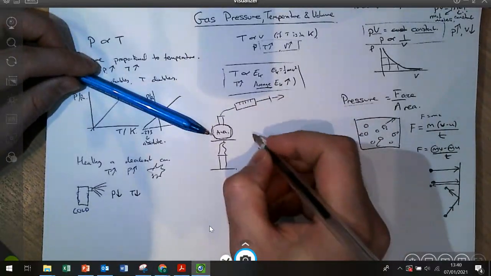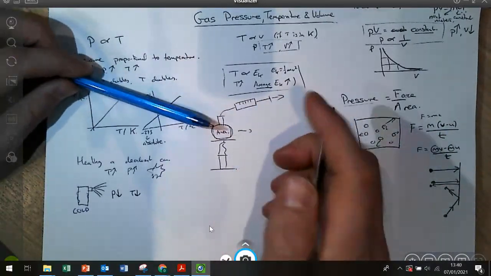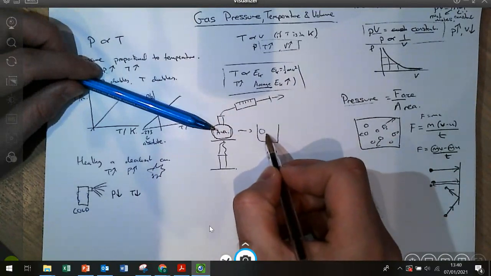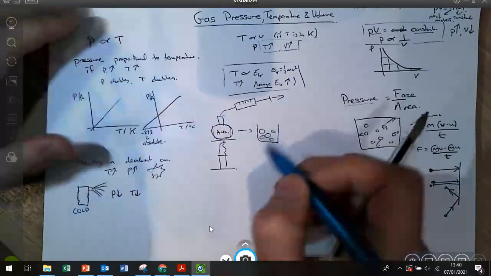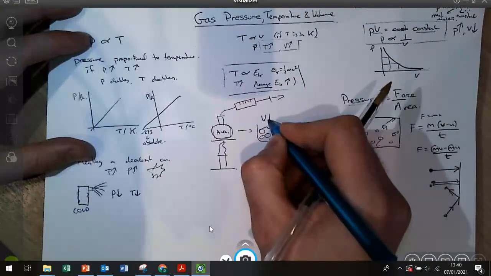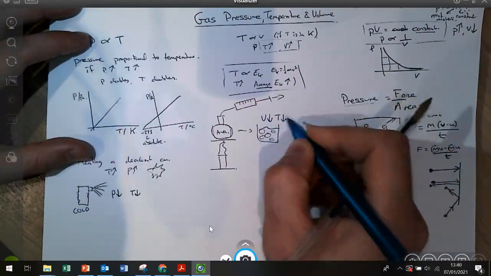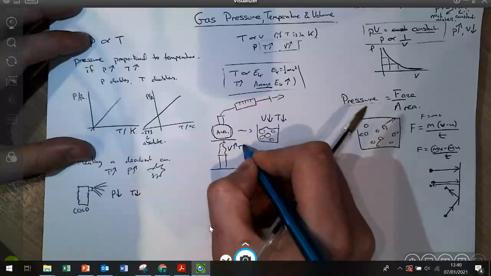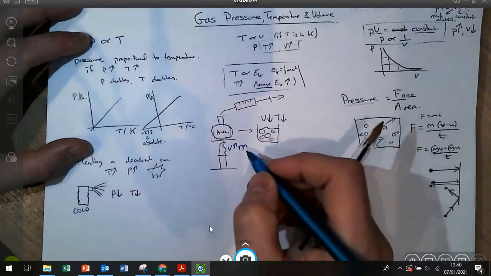And if we cool the air by putting it into a beaker of ice water, then of course the volume will decrease as the temperature decreases, and here obviously the volume increases as the temperature increases. So this is a nice example.